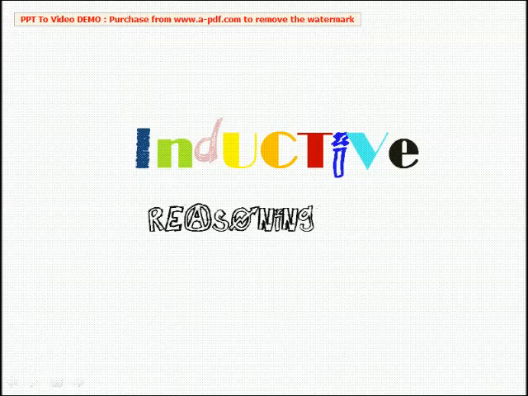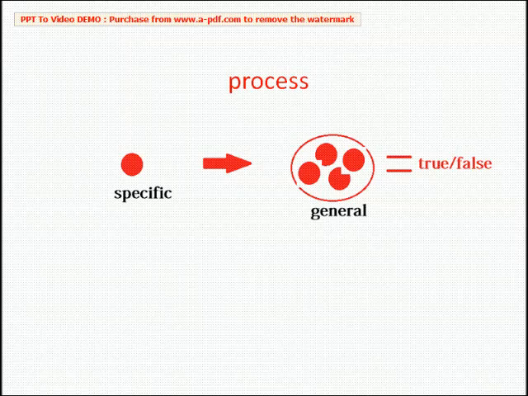Inductive reasoning is the process where small observations are used to infer a larger theory without necessarily proving it, or going from the specific to the general, which is either true or false.